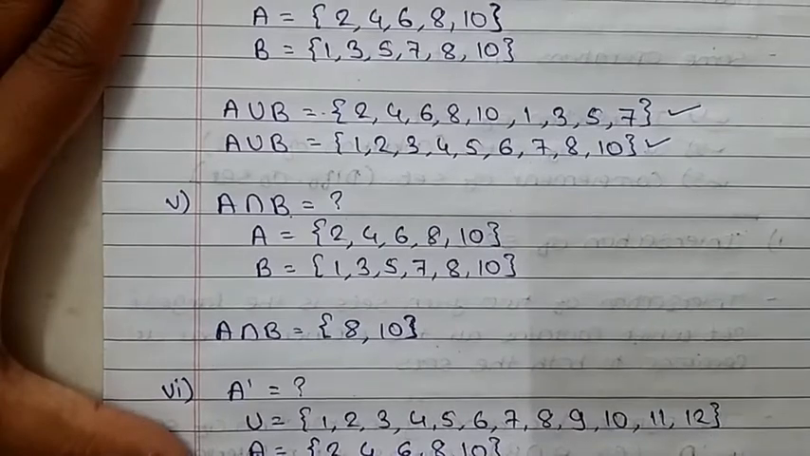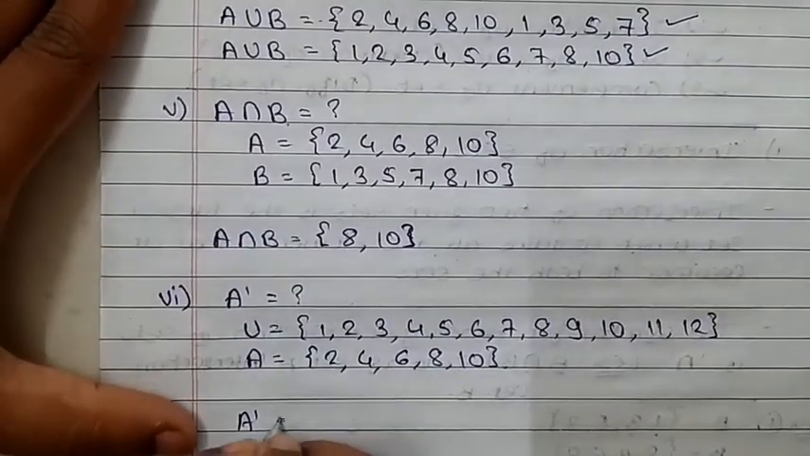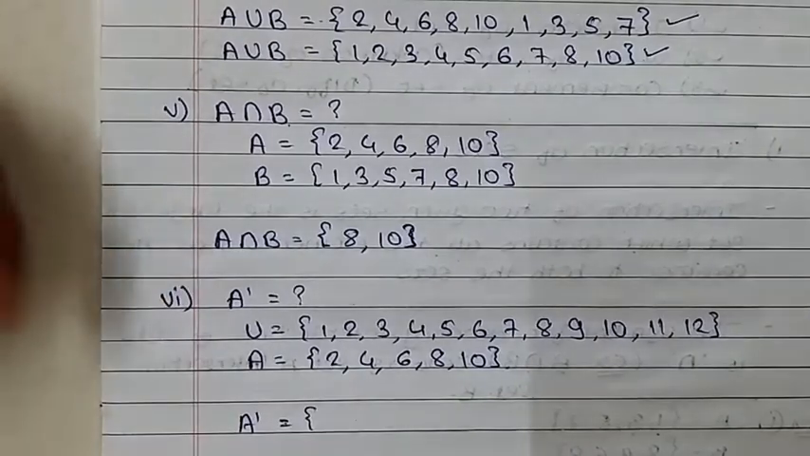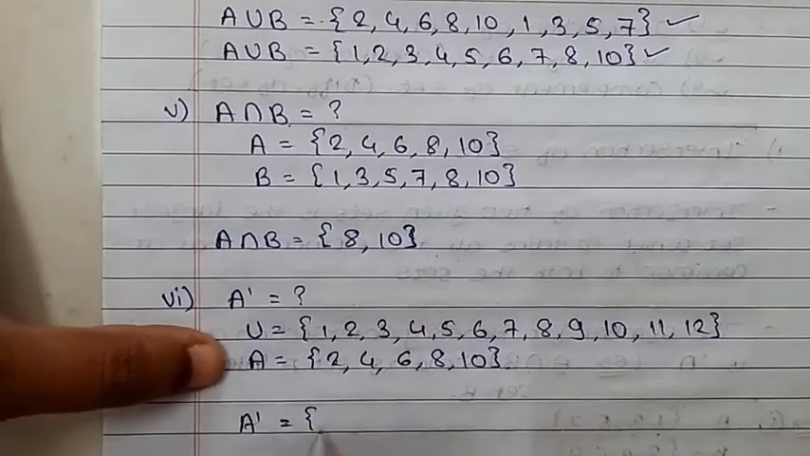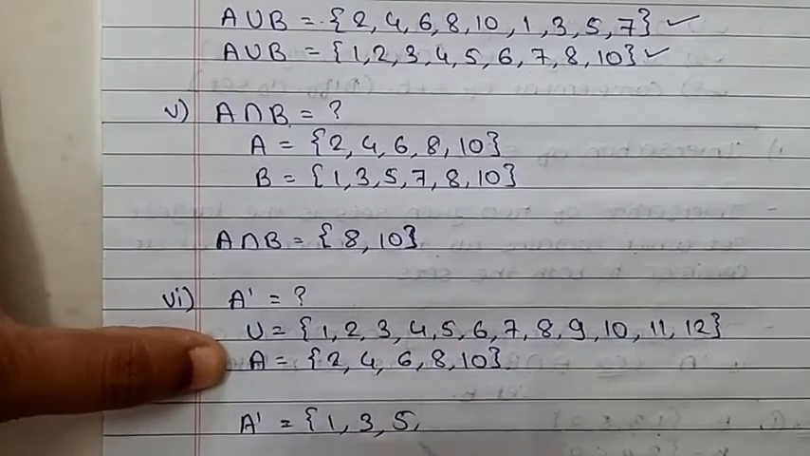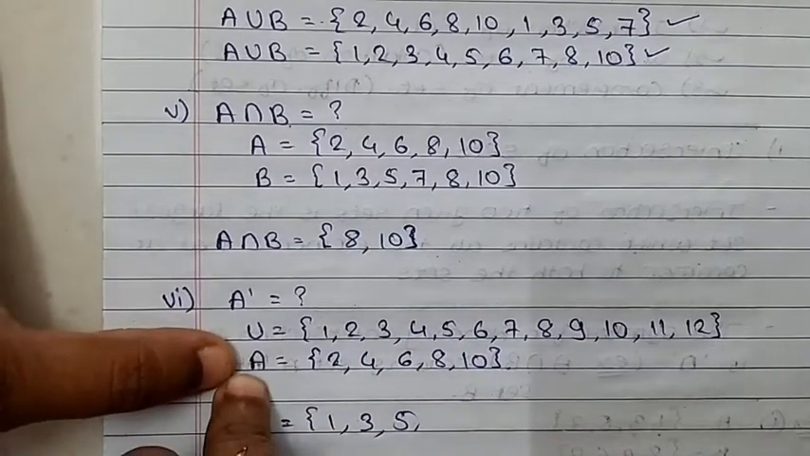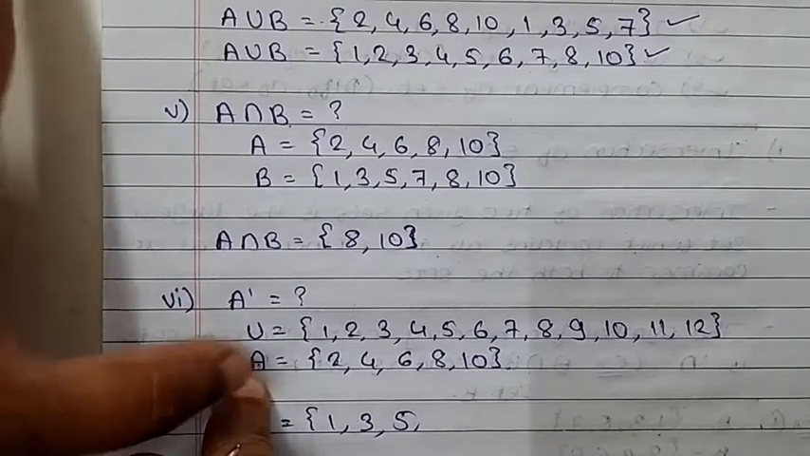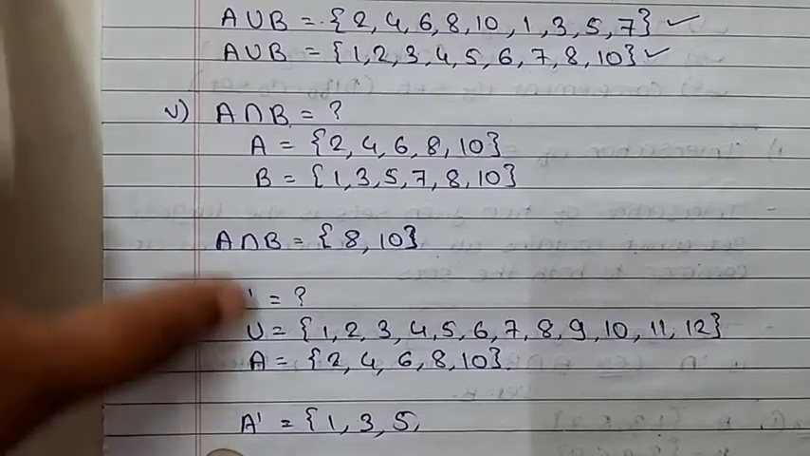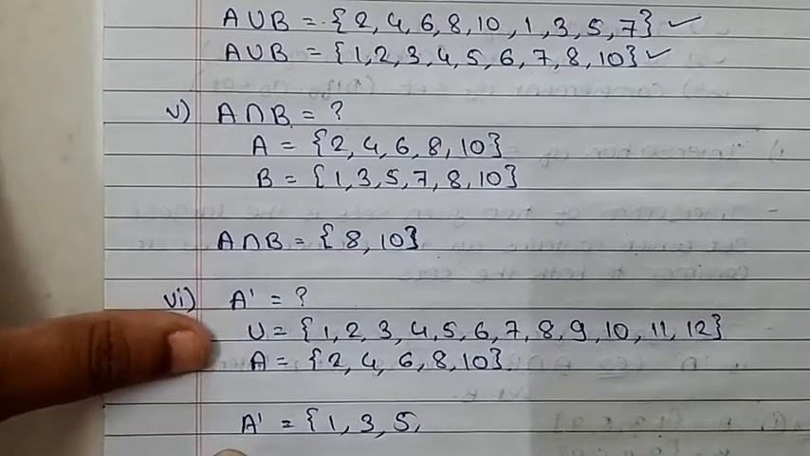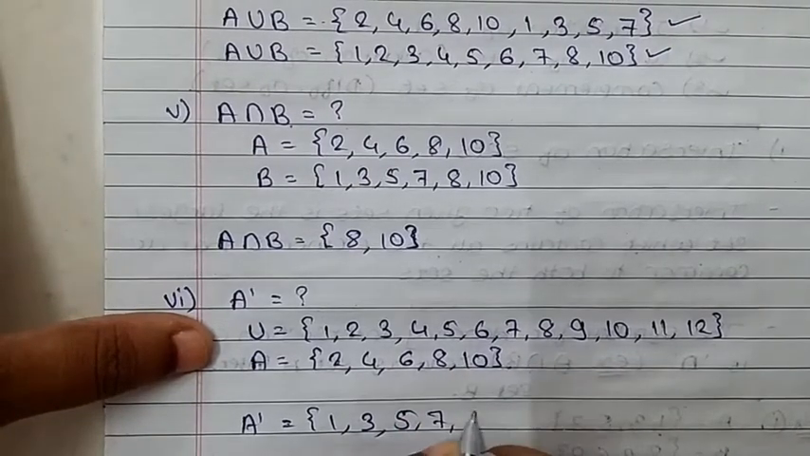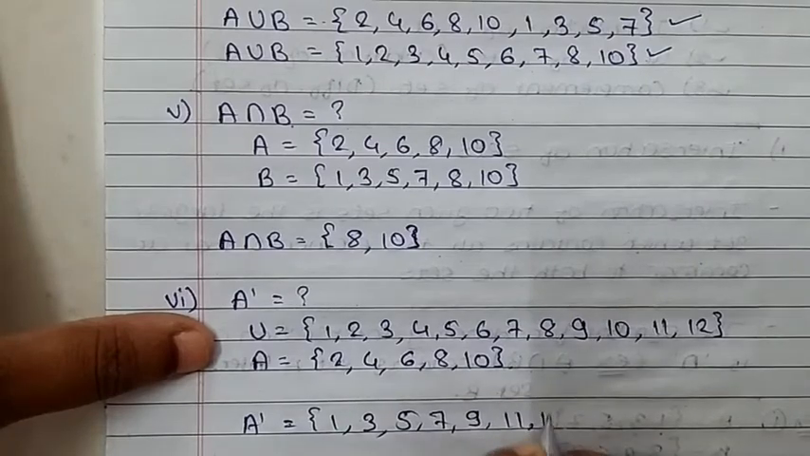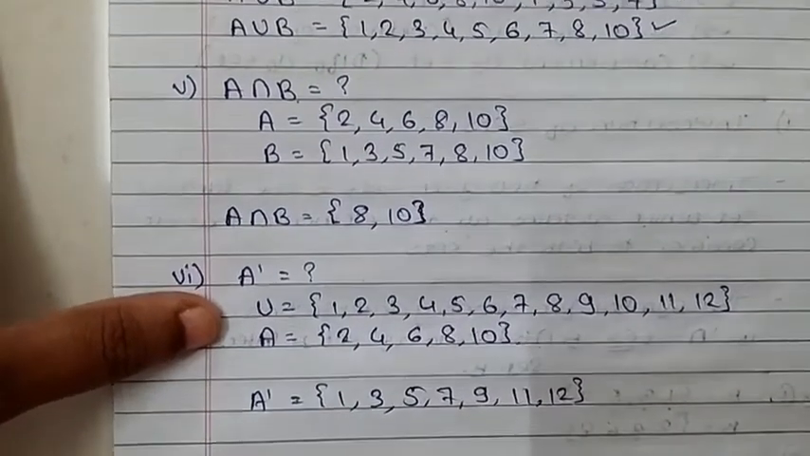Yes, how to calculate A's complement? How to calculate A complement? That is, 1 is present in A set? No. So write down 1. 2 is present, 3 is not present, 4 is present, 5 is not present. Means those elements that are not present in A are written down in A's complement, and it is compared to the universal set. Okay. So 5 is not present, 6 is present, 7 is not there, 8 is there, 9, then 10 is also present, then 11 and 12. So this is the A's complement here.